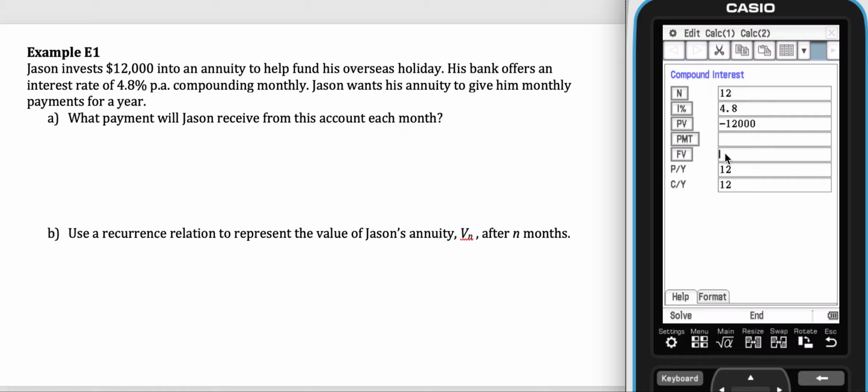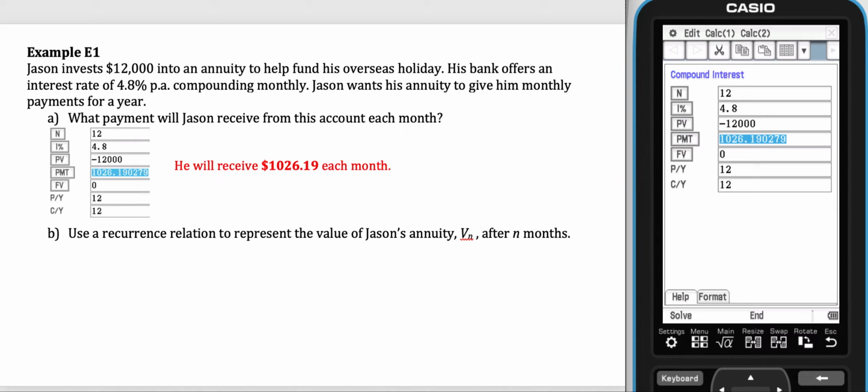And the future value is going to be zero, because this annuity is only lasting 1 year, and at the end of that 1 year, the balance will be zero. So when we push PMT, we get our payment value of $1,026 per month. That's a positive number because remember that payment is going to be coming to Jason from the bank, and that's why it comes out as a positive number.